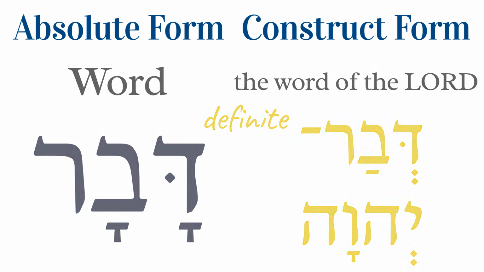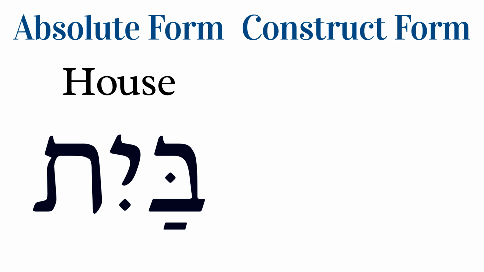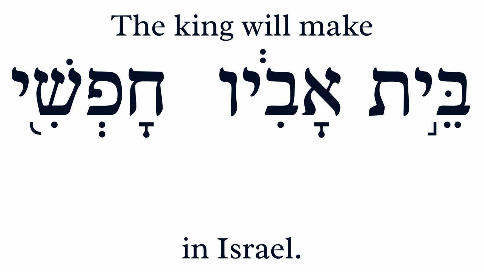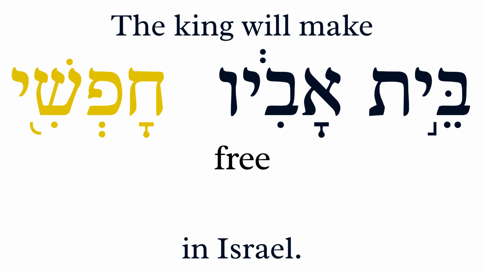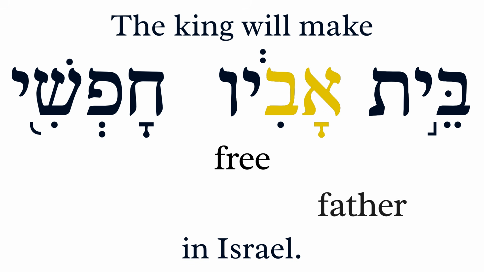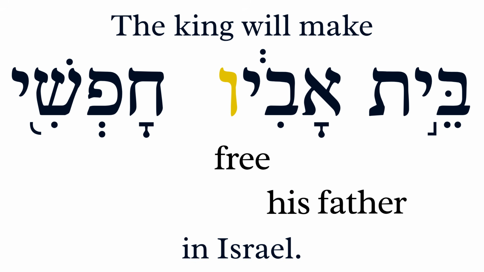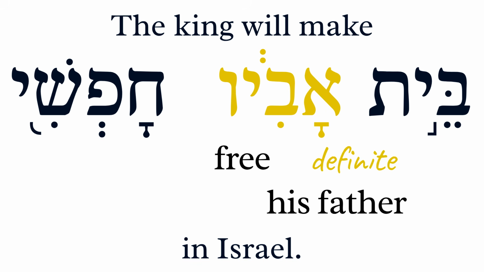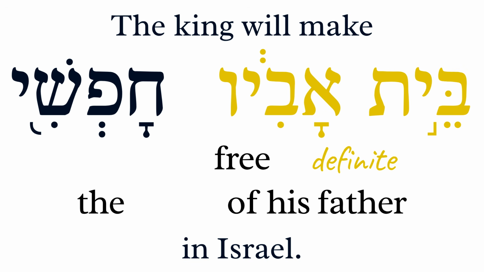The word bayit means house. Whoever kills Goliath will have Beit Aviv be chofshi. Chofshi means free. In this context, exempt from royal levies. This phrase, Beit Aviv, is a construct phrase. The last word, aviv, is av, which means father, with a vav suffix that means his. Aviv, his father. Because of that suffix, this last word of the construct phrase is definite, and that makes the whole phrase definite. The house of his father.